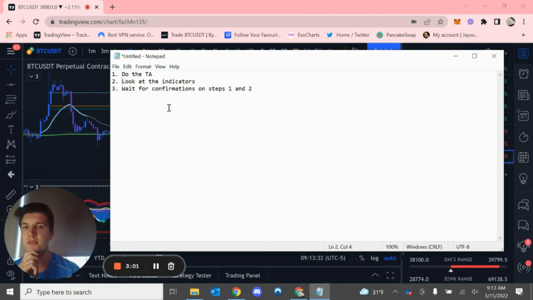Next is wait for confirmations on steps 1 and 2. You may get price coming towards a level, but you don't have a divergence on it. So it's okay to not take the trade. There's always another day for that. Also remember that you can set alerts before price comes to that level, so you have time to hop on, look at your indicators and decide whether or not to take the trade. And again, you aren't going to take every single trade that is coming towards your level.